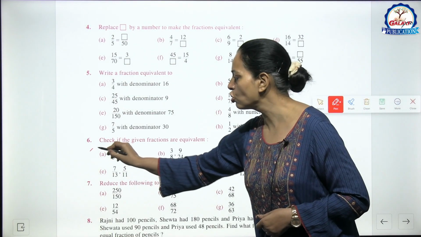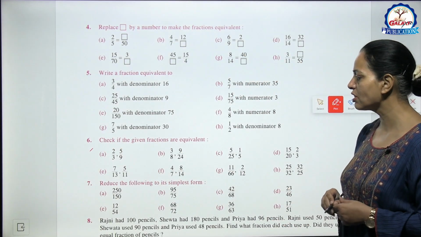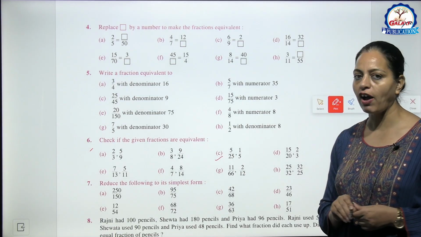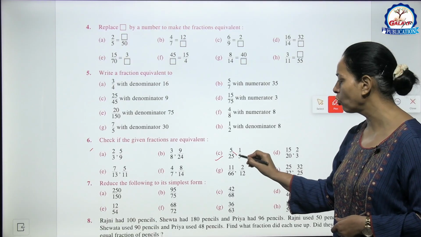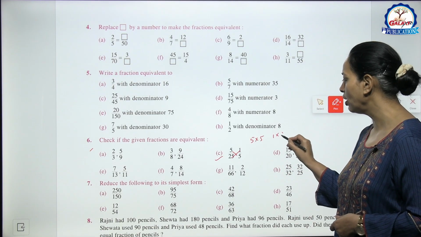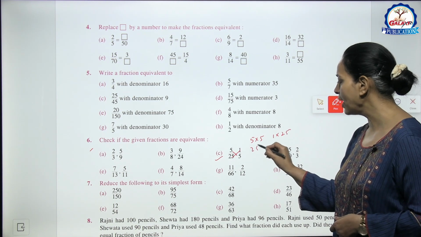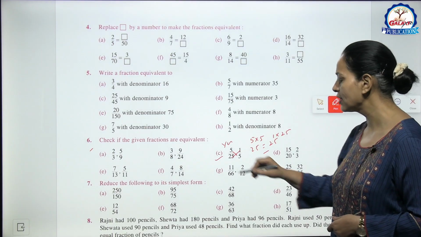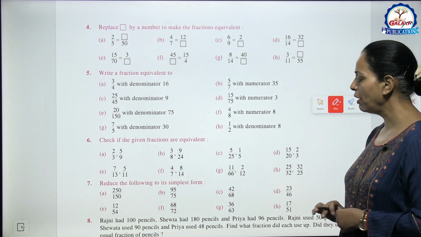Similarly, like 6th question, check if the given fractions are equivalent. Like C part 5 upon 25 and 1 upon 5. Cross multiply: 5 into 5, 1 into 25. So product is same. So yes, these are equivalent. Similarly, you can try remaining parts.